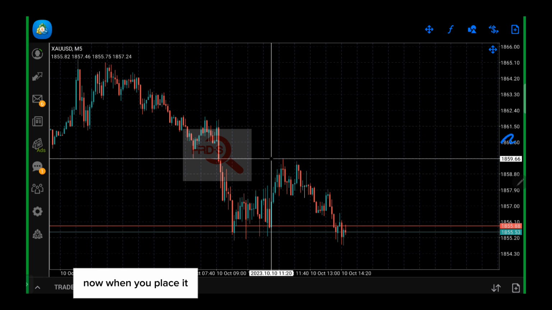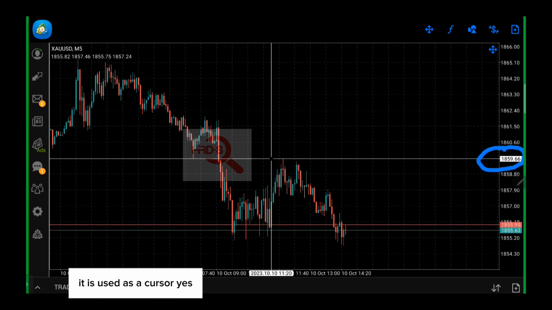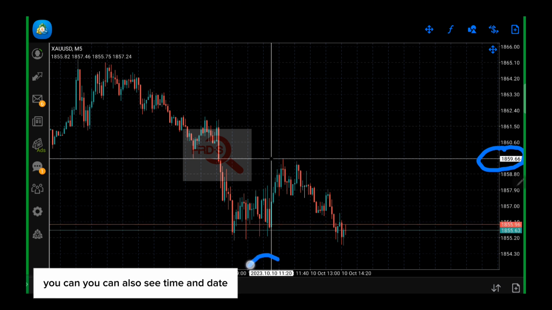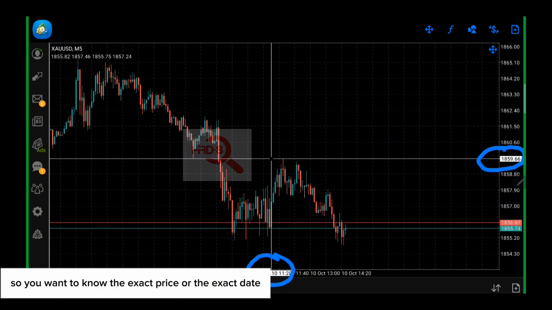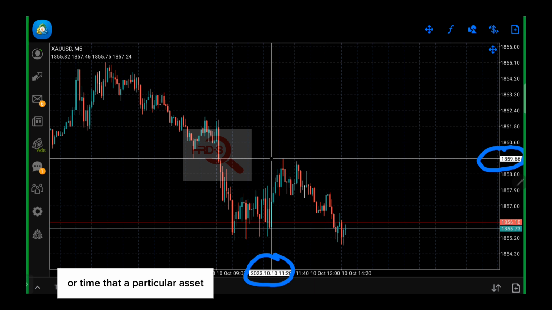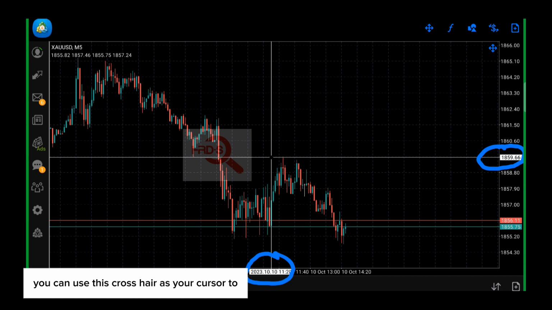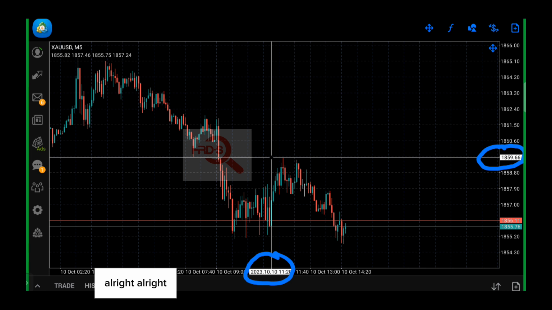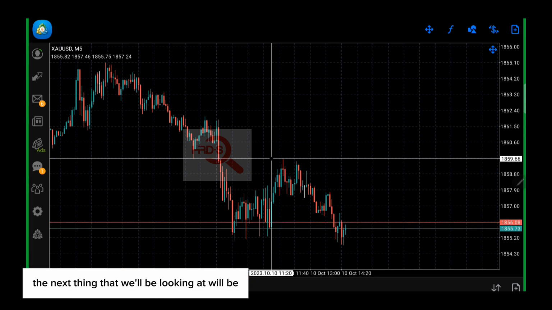Now when you place it, look at this, it will indicate the price. It is used as a cursor, yes, as a cursor to indicate price of asset. You can see this very candle. You can also see time and date. So if you want to know the exact price or the exact date or time that a particular candlestick was formed, you can use this crosshair as your cursor to pinpoint the exact price and date or time, whatever thing you want to find out. All right. The next thing that we'll be looking at will be objects.